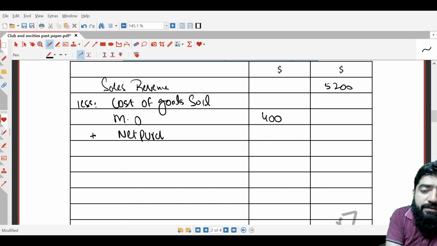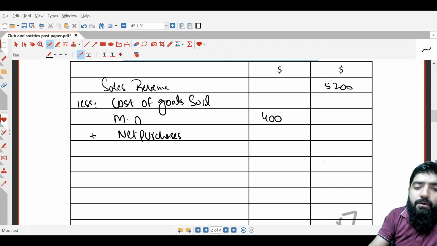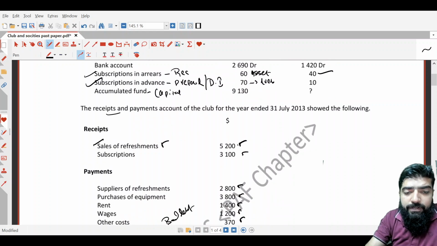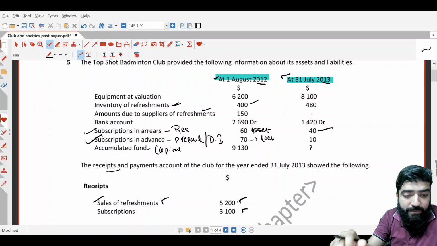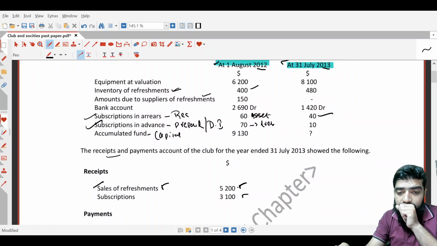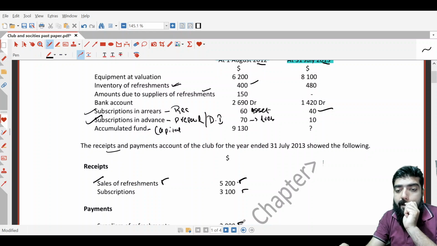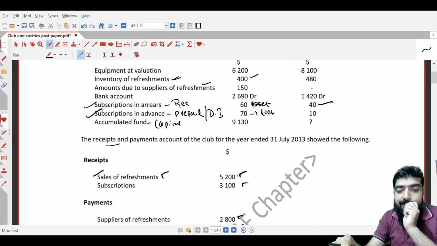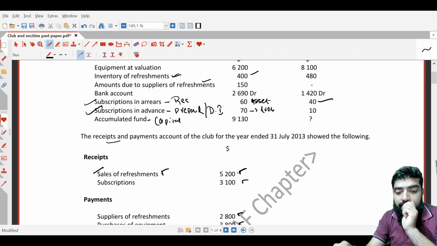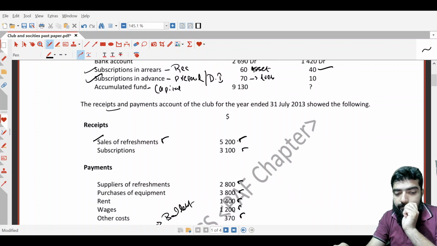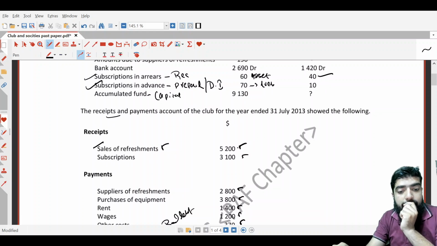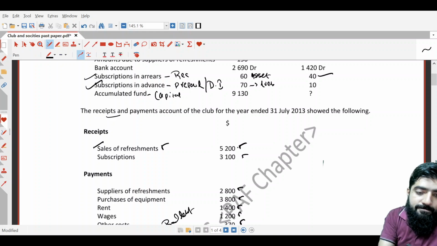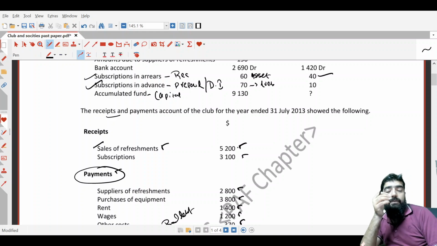Now let's see whether we have net purchases information or not. Is there any information which is available for the net purchases for the refreshment? The amounts due to supplier. I mean, they have the amounts due to suppliers. Not sales, but suppliers of refreshments, purchases. Yes, supplier of refreshment 2,800. That is the payment which they have made. So it means we have to make the account.